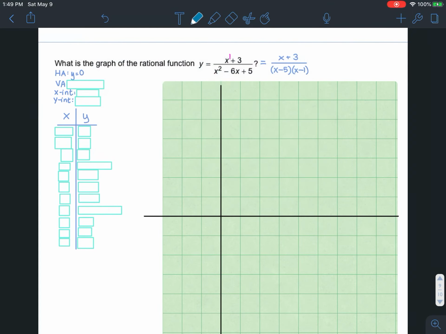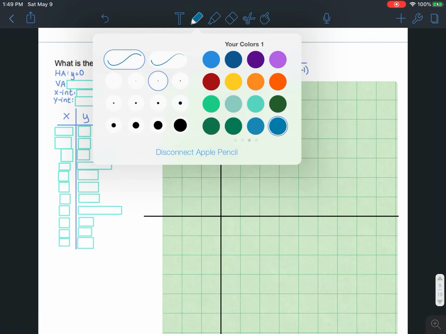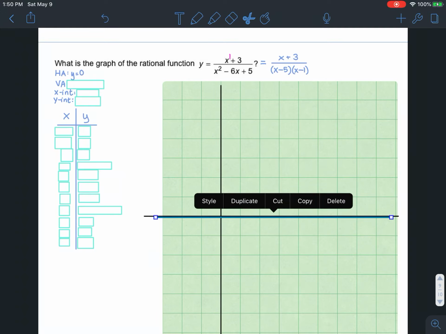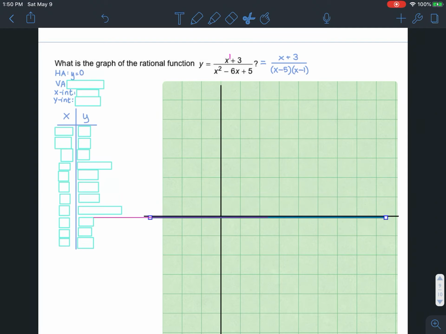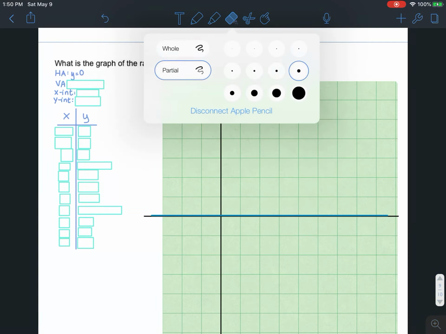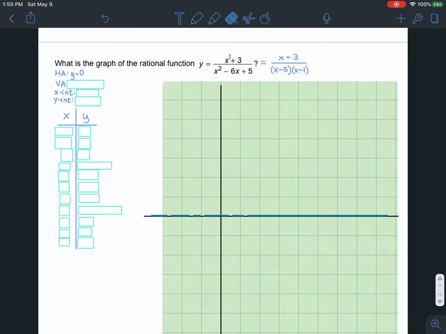I need a new color here. All right, so there's my horizontal. I would like that to be thicker. Horizontal asymptote. I mean, you don't have to put it in now, but I just can't get it on the line. That's just going to annoy me. Oh, fine, whatever. Okay. Make that dotted.